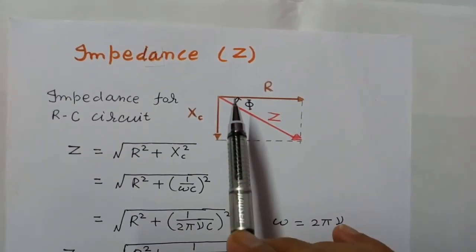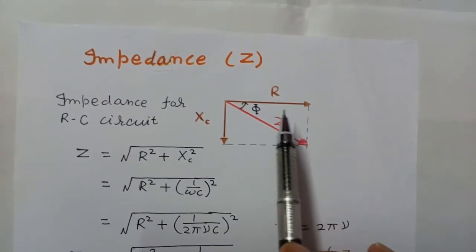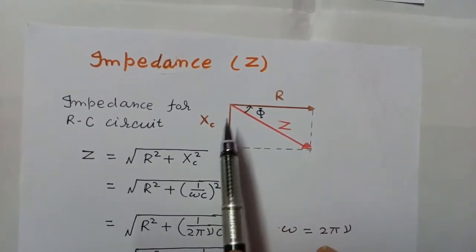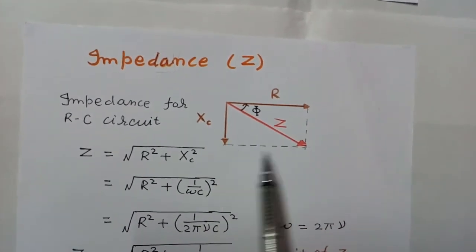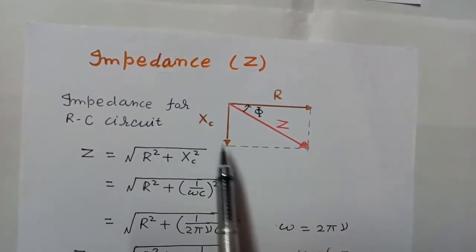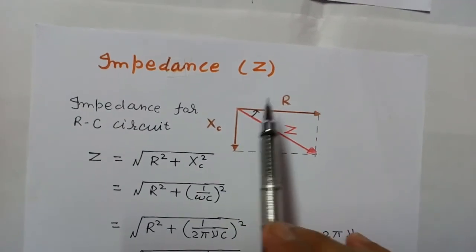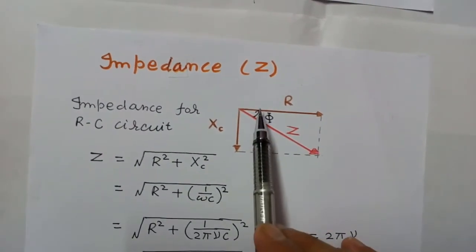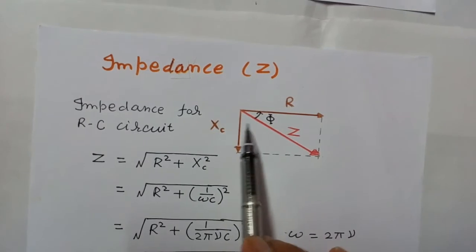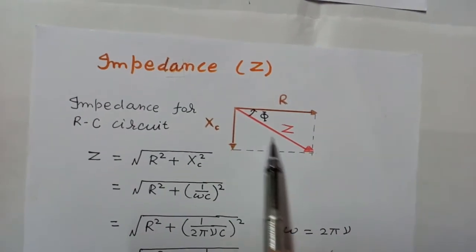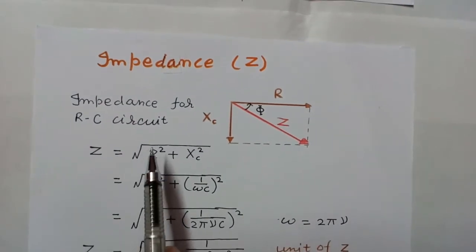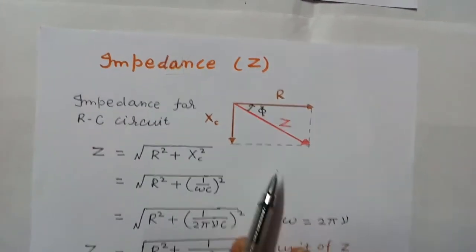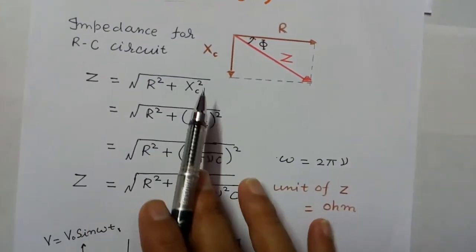Now equivalent resistance for this combination is known as impedance. So this is resistance, and since voltage is 90 degree behind the current, so this is XC. So from this diagram, complete this parallelogram, or this is rectangle because angle between R and XC is 90 degree. So this diagonal will give the impedance. So impedance is equal to under root R square plus XC square.